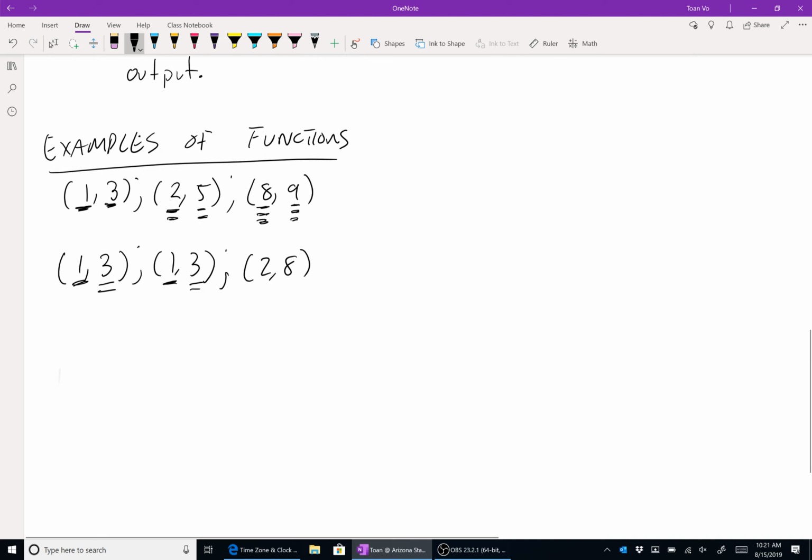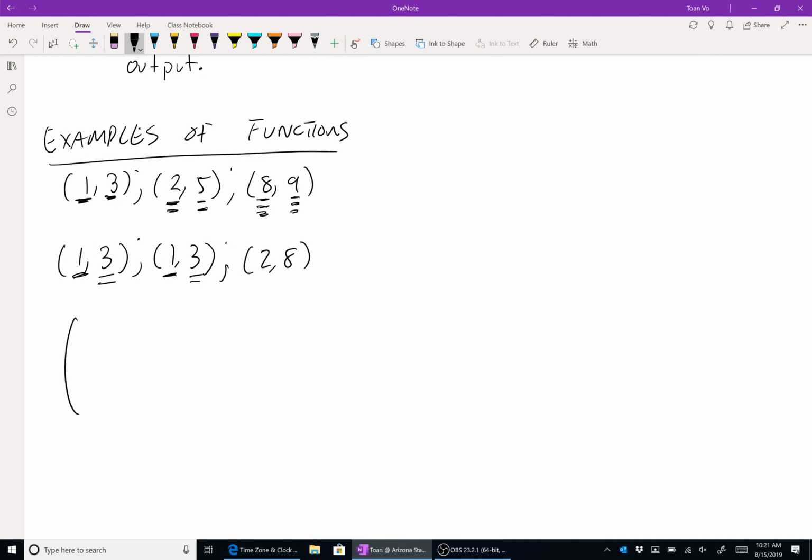I could give it to you in a mapping diagram. If I had something like this, I'm lazy. 1, 2, 3, 4. Actually, that's not laziness. That's just not being creative. 5, 6, and 7.